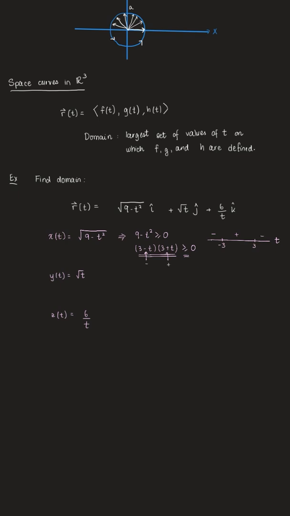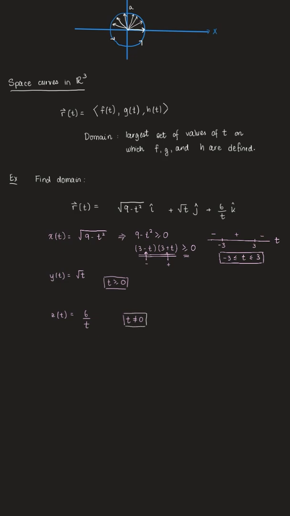So we can see the domain here will be t such that t is between -3 and 3, and it can include both 3 and -3. That's the domain of my function of t that's in the x component. Let's look at y. y is a little bit easier. We know that t must be greater than or equal to 0 since we have a square root function. And z, since we're dividing by t, we know that t cannot be 0.